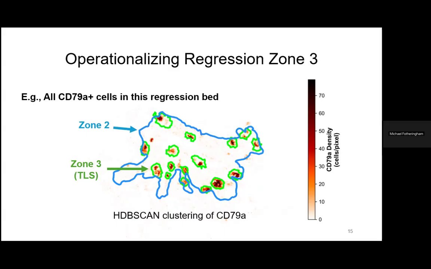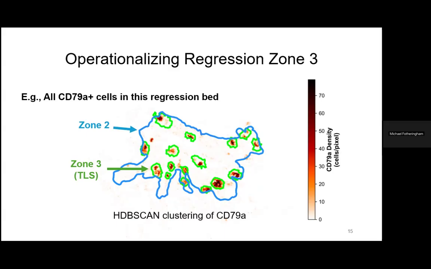This was not something that I ran on all the specimens at once. This is something that I did specimen by specimen, looking at it visually, making sure that it was capturing what I wanted it to capture.